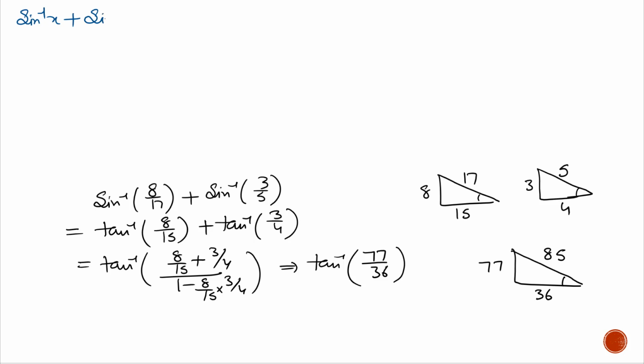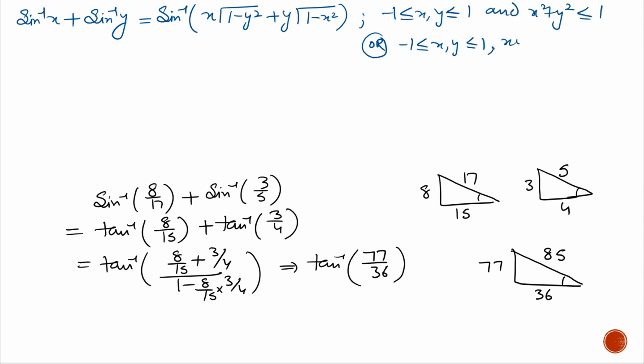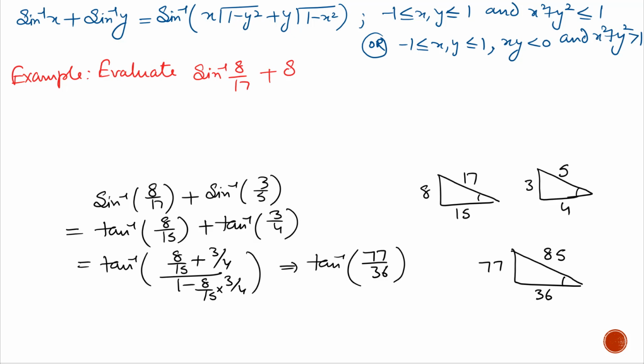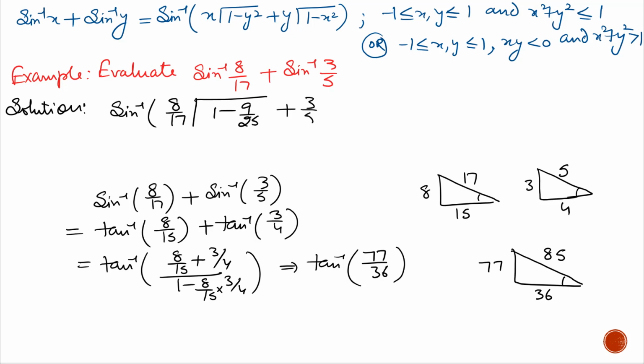Or we have one more formula: sin inverse x plus sin inverse y equals sin inverse of x into the root of 1 minus y square plus y into the root of 1 minus x square. Suppose the example is like this. Evaluate sin inverse 8/17 plus sin inverse 3/5. Now we'll use the above formula, replacing x by 8/17 and y by 3/5.